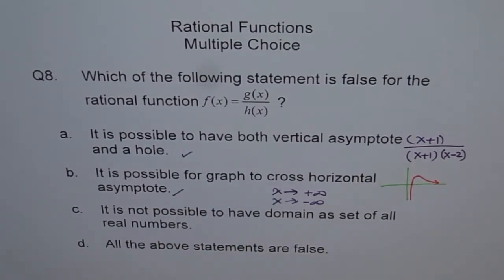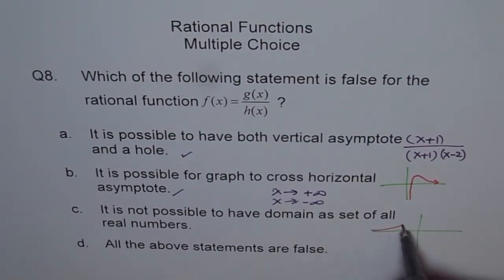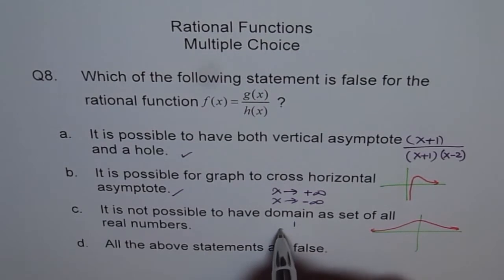It is not possible to have a domain as the set of all real numbers. This is in the context of rational functions. Well, it is possible. You must have seen a graph of a rational function something like this. Do you remember any graph like this? The reciprocal of, let us say, this.